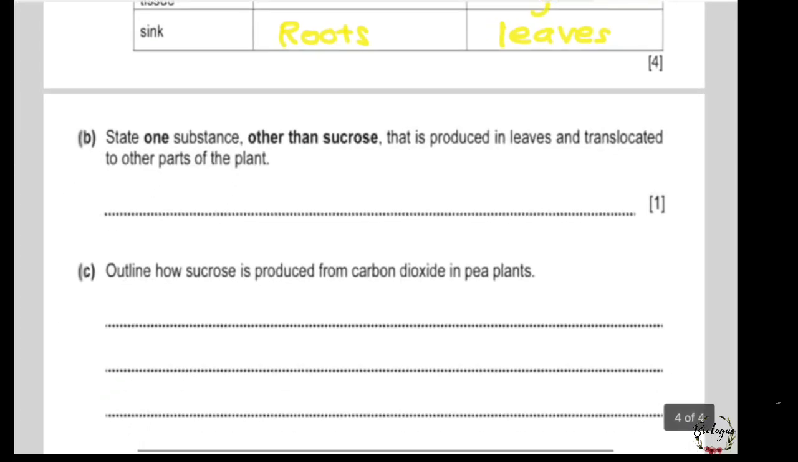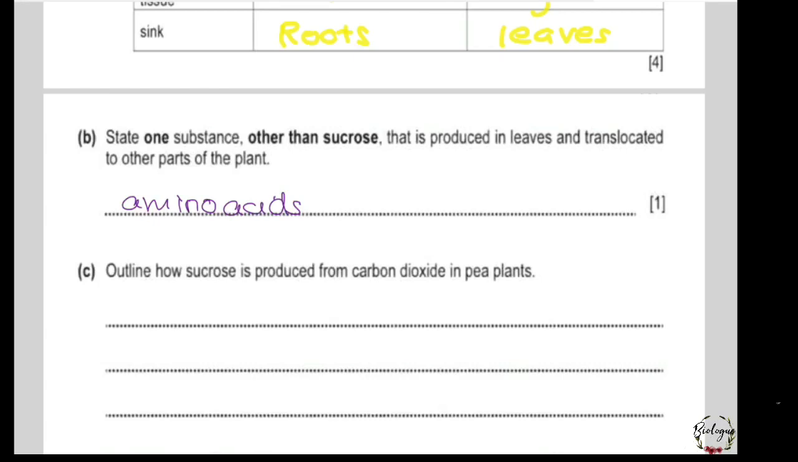Alright, moving on. State one other substance other than sucrose that is produced in leaves and translocated to other parts of the plant. So as mentioned before, sucrose and amino acids are transported via translocation in the phloem from the source to the sink. So the answer here would be amino acids. Alright, not proteins, it is amino acids.